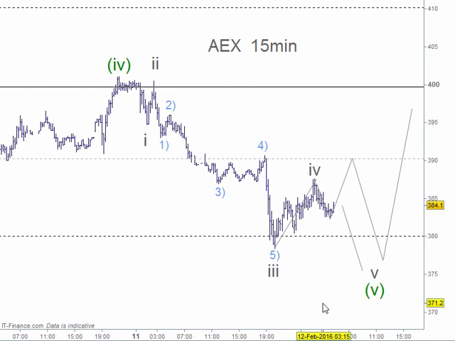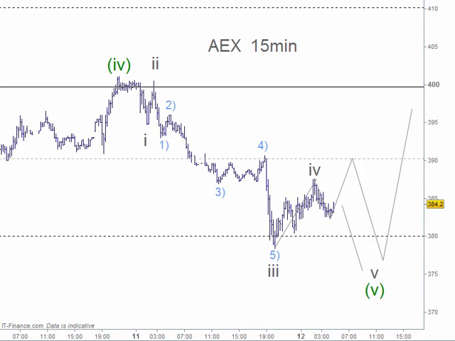Now, the other main point that you probably know is the US have a holiday on Monday. So there'll be low volume there. So the DAX will be left to do its own thing.